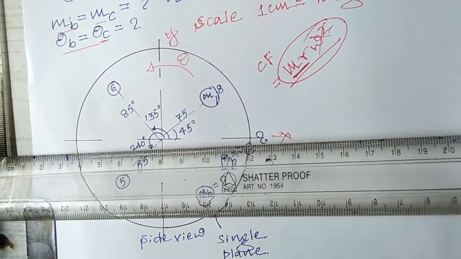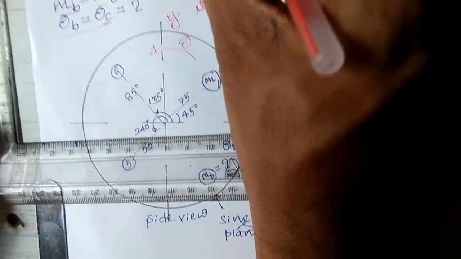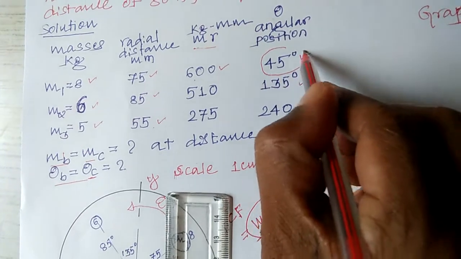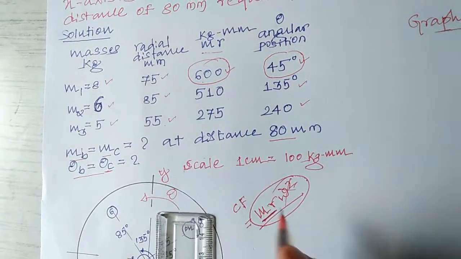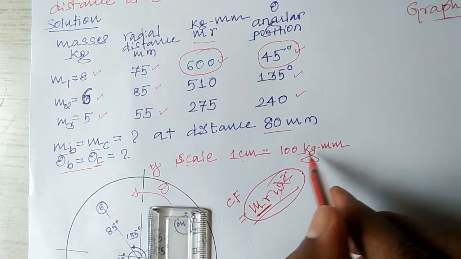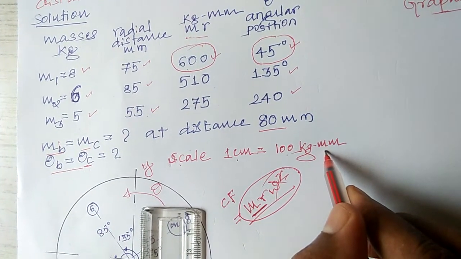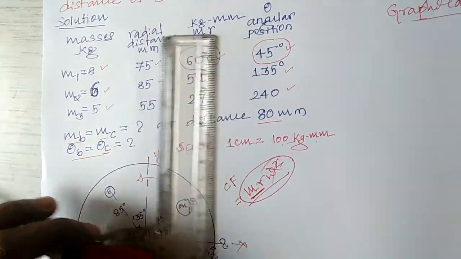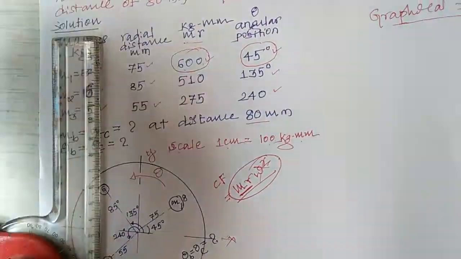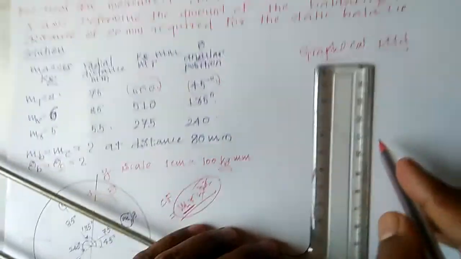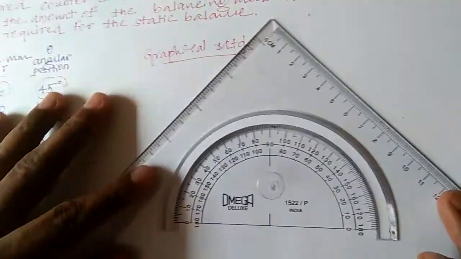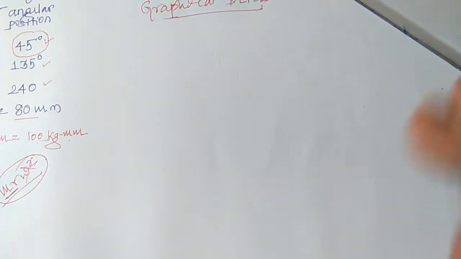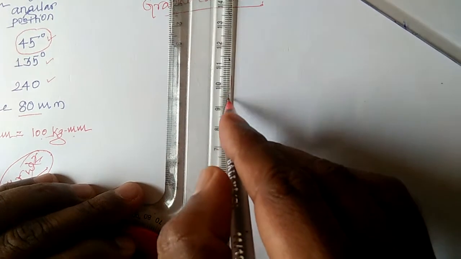First I'll take 600 and draw that one. It makes an angle of 45 degrees. For the scale, I will take 1 centimeter equal to 100 kg mm, so 600 comes as 6 centimeters. It makes 45 degrees, and I will draw that. With reference to this, I will start with this point as the center. This I have drawn as a dotted line.